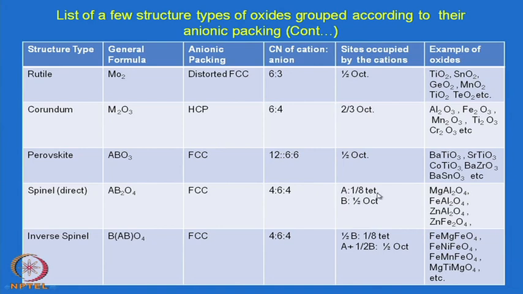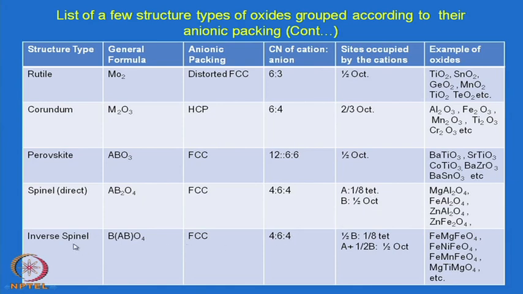1/8 of the available tetrahedral sites are occupied by A atoms and half of the available octahedral sites are occupied by B atoms. So, that is what we call the direct spinel structure, and the examples are magnesium aluminate, iron aluminate, zinc aluminate and zinc ferrite. So, these are spinel structures with this kind of distribution, A and B distributed between tetrahedral and octahedral sites.